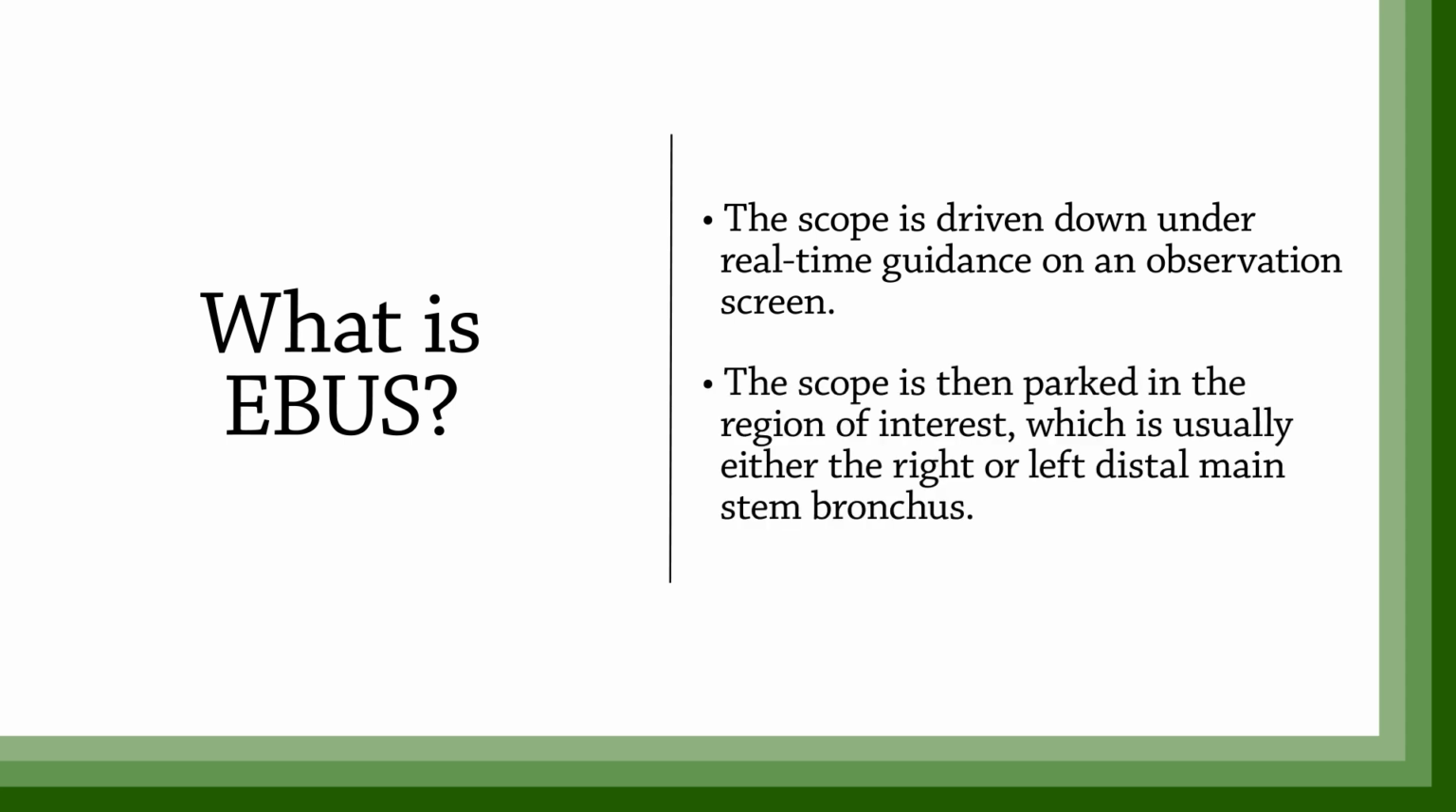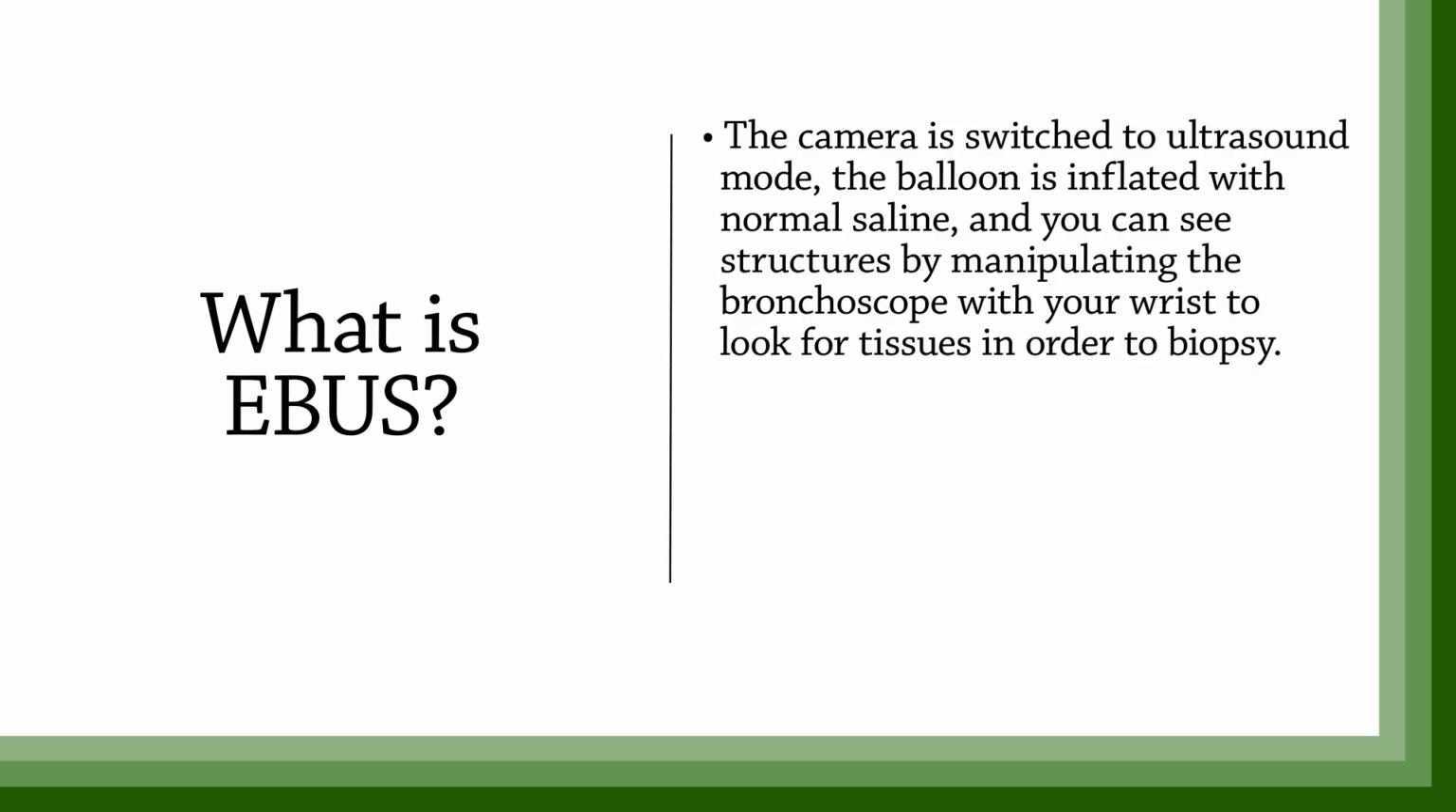The scope is then parked in the region of interest, which is usually either the right distal mainstem bronchus or the left distal mainstem bronchus. The camera is switched to ultrasound mode. The balloon is inflated with normal saline, and you can see the structures by manipulating the bronchoscope with your wrist to look for tissues in order to biopsy.